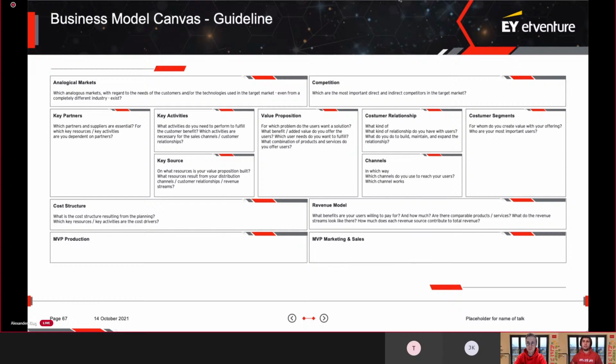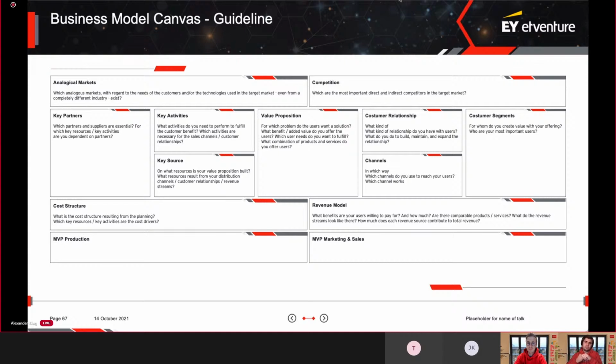When we have thought of these parts, it is quite heavy. Then we come to the bottom part, and it depends whether you first think of the cost structure: what you need to pay for, like IT infrastructure, employees, people, activities. What are the cost drivers?